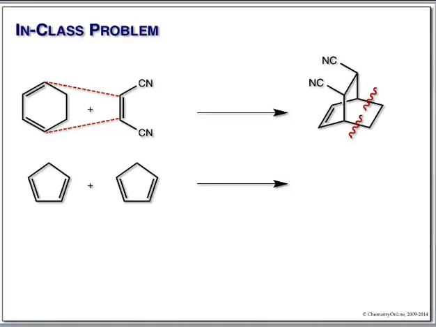Actually, these are in the wrong position, so let's ignore those. The bonds we just made are these and these. Ignore those wiggly lines.